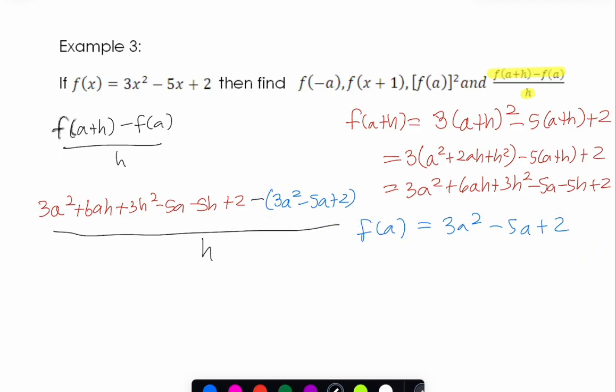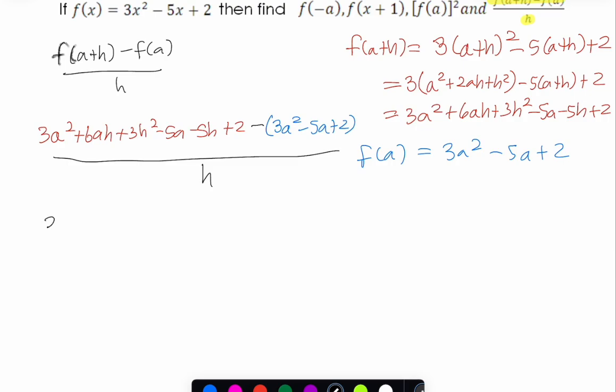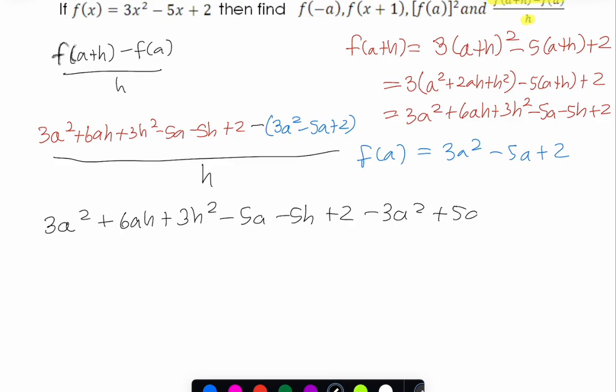Okay. Now, mathematically speaking, the next thing we can do is distribute that negative to all those things. So now I've got 3a squared plus 6ah plus 3h squared minus 5a minus 5h plus 2 minus 3a squared plus 5a minus 2, all over h. Now, here's what should happen at this phase. Once you have all the terms listed, everything that does not contain an h should have an opposite and disappear from the problem. Okay, so what do I mean by that?